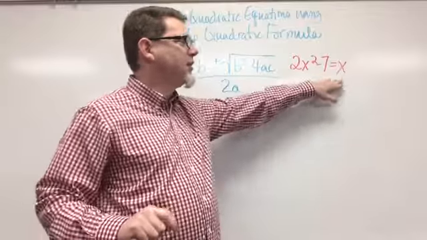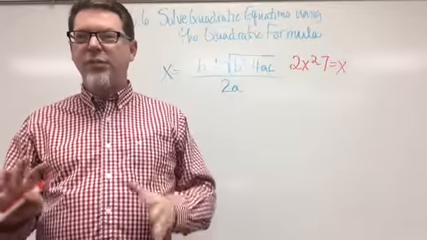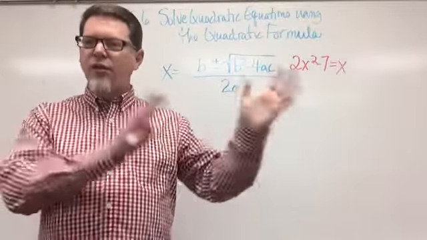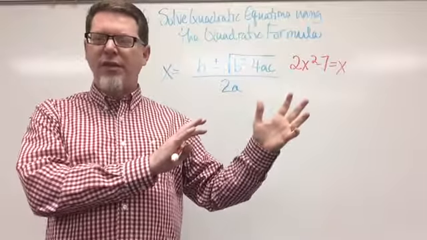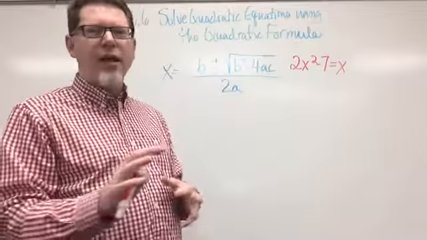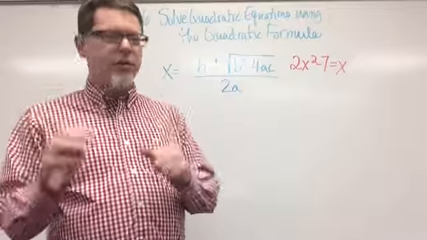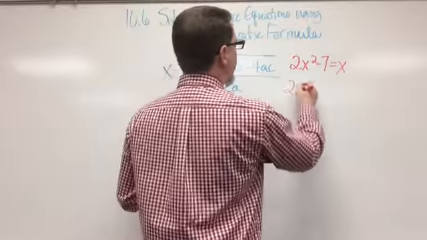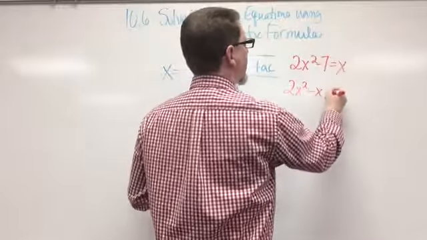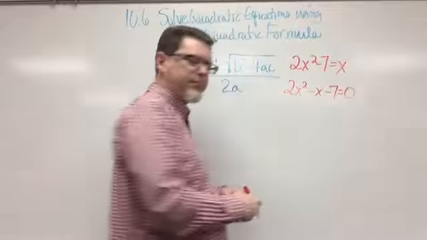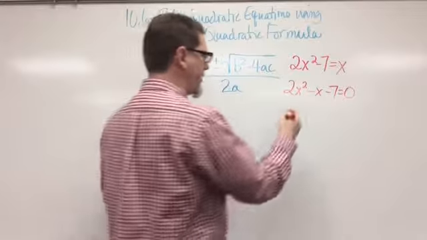2x squared minus 7 equals x. Well, the first thing we have to do is put that into standard form so that all of my digits and variables are on the same side, and it equals 0. And they're in order like a trinomial should be. So I have 2x squared minus x, because I have to bring the x over to this side, minus 7 equals 0. So now let's identify a, b, and c.